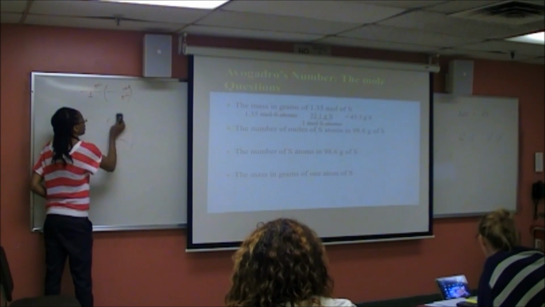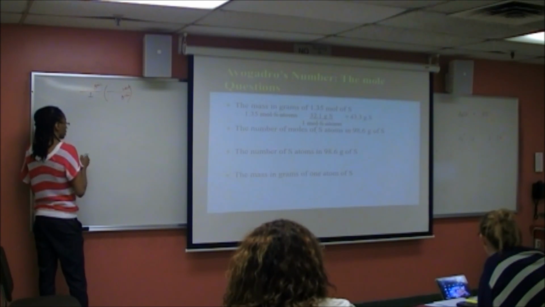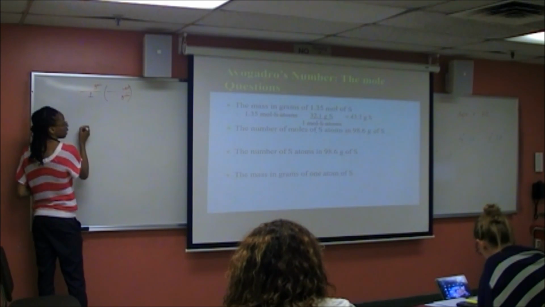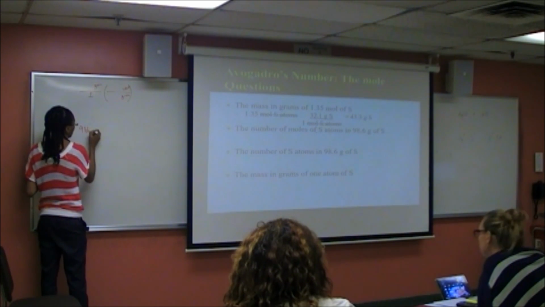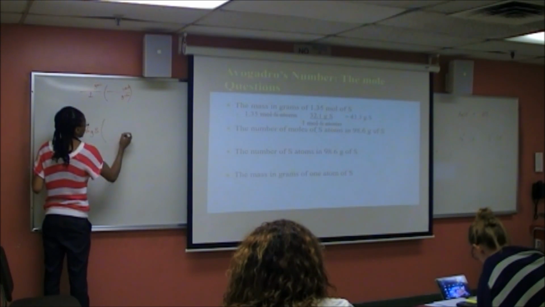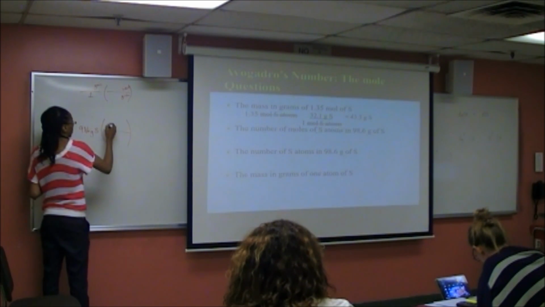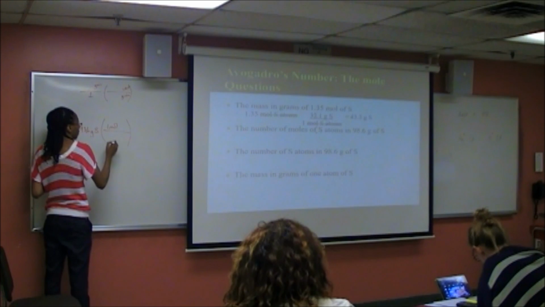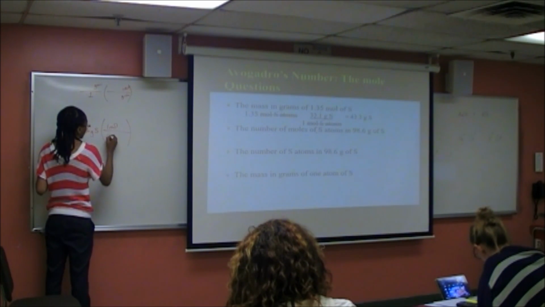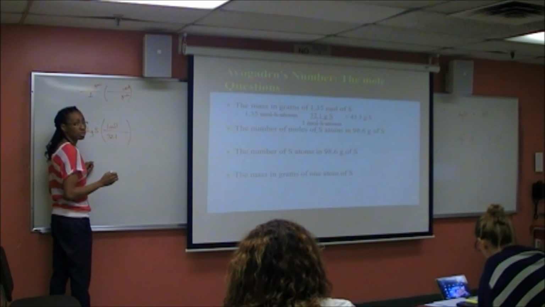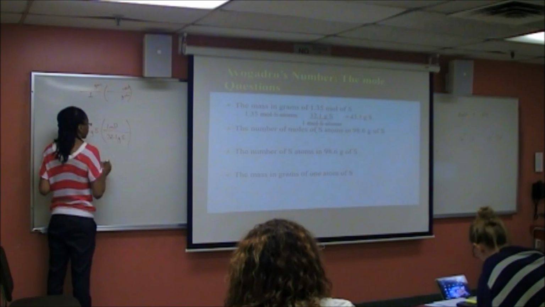So how do we set this up? The given, which is what? 98.6 grams. What's in my bracket? 1 mole on top, and the mass: 32.1 grams per mole of sulfur.